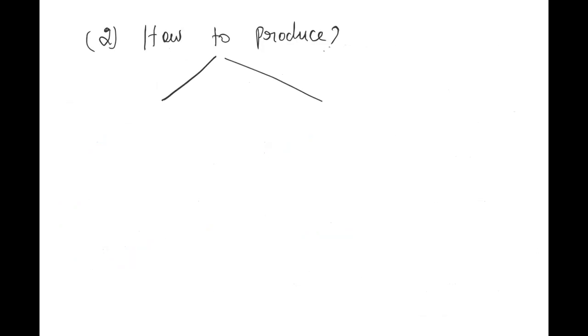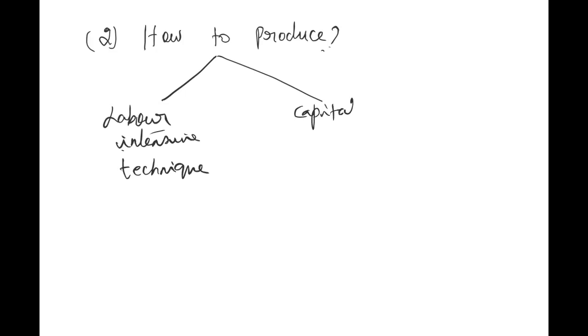Okay. Then the second problem which I mentioned is how to produce. In what way the commodities have to be produced. So that is how to produce. Here also the country has two choices. One is the labor intensive technique and another one is the capital intensive technique.